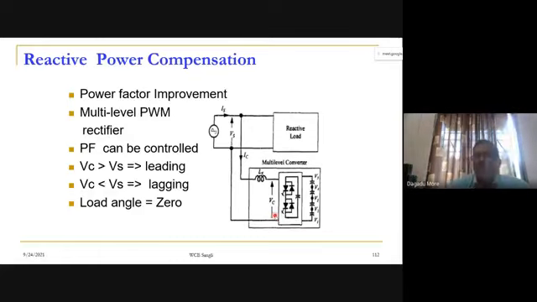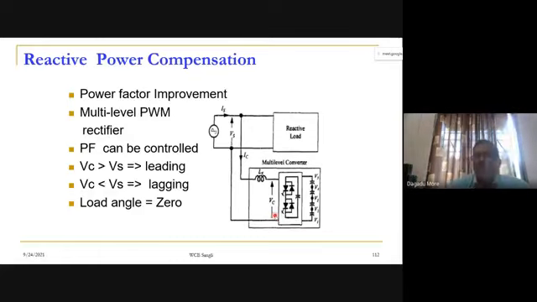So these two diagrams show reactive power compensation. Here the phase angle is 0, VS and VC are in phase. And what is our expression? VC plus the reactive drop, VC plus Ic into Xs, will be equal to VS. What is the equation we have to use here? VC plus Ic Xs drop will be equal to VS.